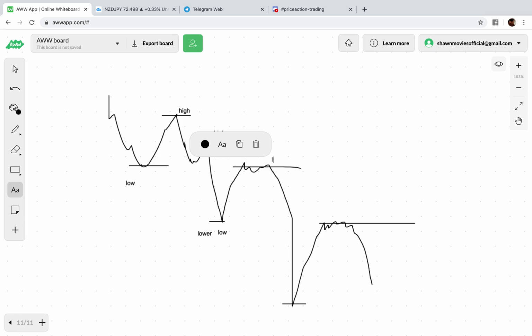Same thing with this right here. What would this be? This is lower than the previous high, and it's still a high, so we'd call it a lower high. This down here, this is a low, but what is it compared to the previous one? The previous low up there, this is a lower low. Lower high.